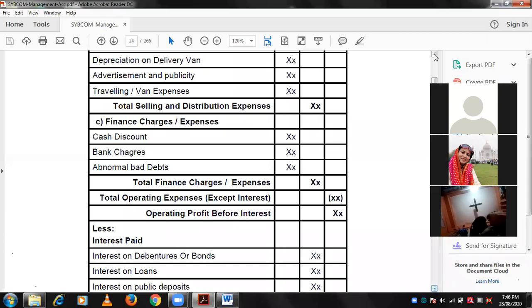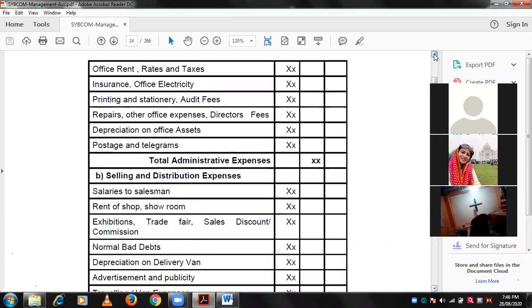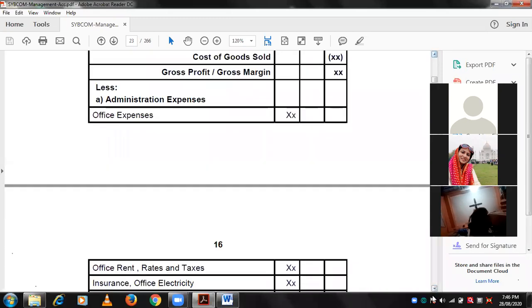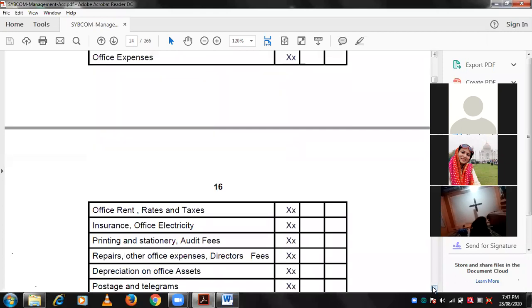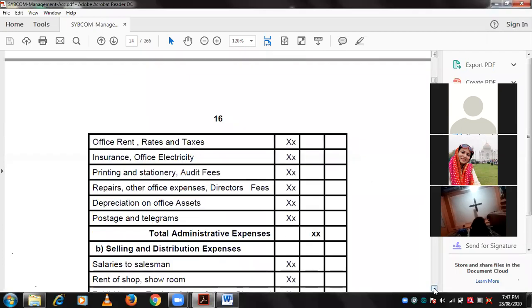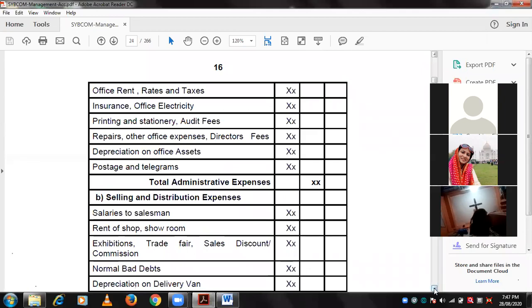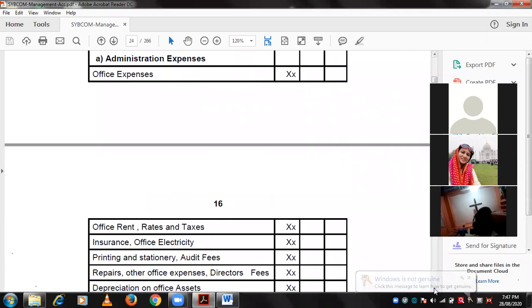Okay. Then what types of expenses come under the administration expenses? I told you it is the office expenses also. So office or administration expenses are, for example, office expenses, office rent, rates, taxes, insurance, office electricity, printing and stationery, audit fee, repairs and office expenses, director fees, depreciation on office assets, postage and telegram. All these expenses which relate to office and administration are entered under this head, office and administration expenses.